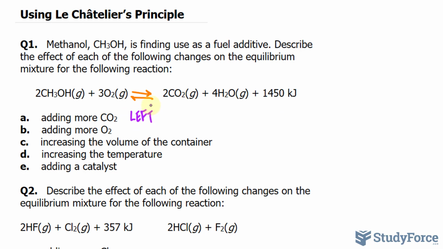What if we increase the concentration of O2? O2 is found on the left side, the reactant side. So adding more O2 will cause more collisions to occur over here, pushing the reaction to the right.